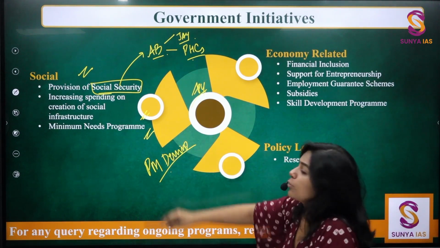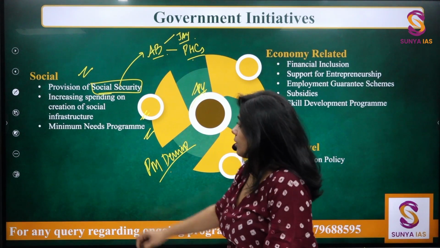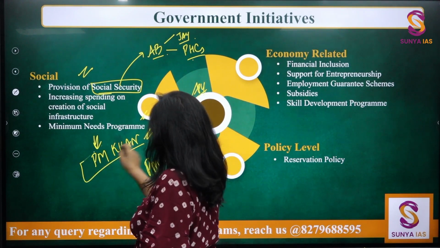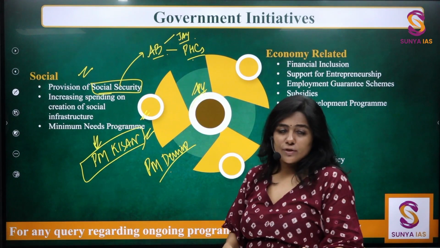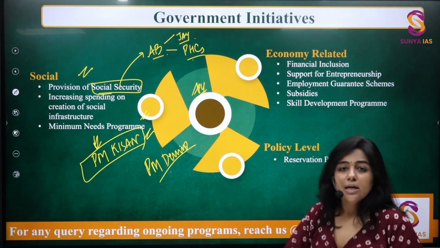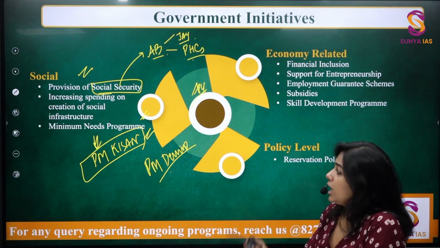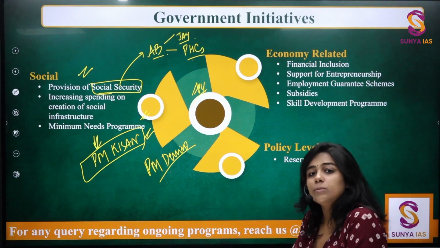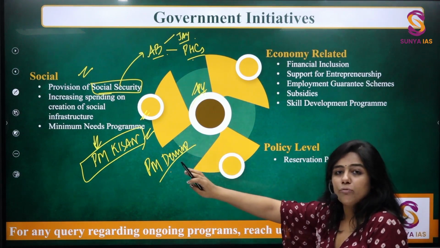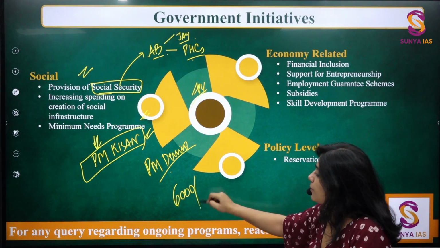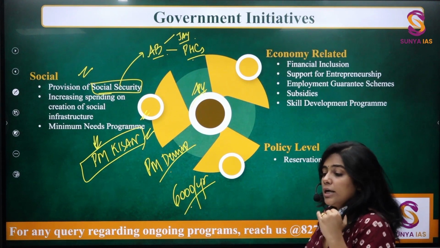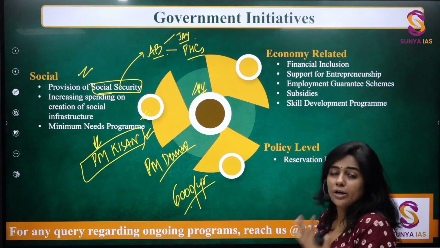Then minimum needs program. So for example, PM Kisan is direct benefit transfer, DBT, cash transfer to all the farmers, no matter how much their land is, to all the farmers there will be direct benefit transfer. So this is minimum needs program. They can spend the amount, 6,000 rupees per year they will be getting, and they can spend this amount in the way that will enhance their productivity.